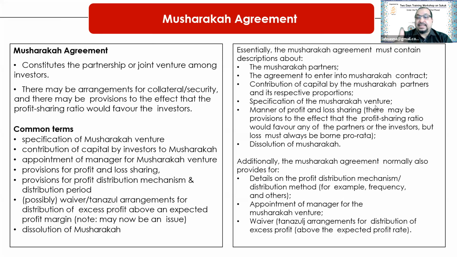Additional to that, you may have detail of the profit distribution mechanism. You may have the frequency of the profit distributions, appointment of the managers in the musharaka, the waiver, the tanazul, the reserve, the profit equalization reserve, in case it's false, what the course of actions, and so on and so forth. So these are basically clauses that you may find, and there is an agreement to address it.